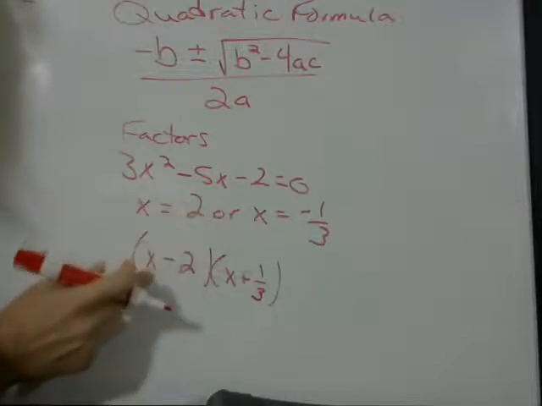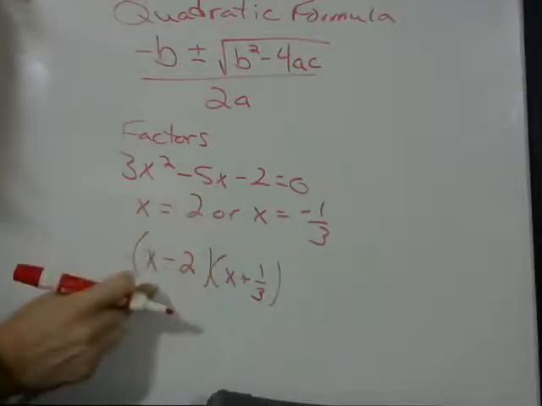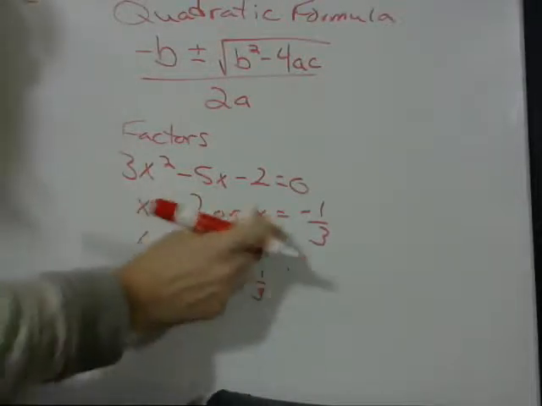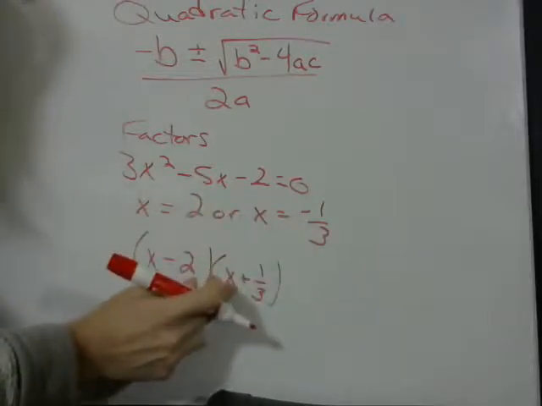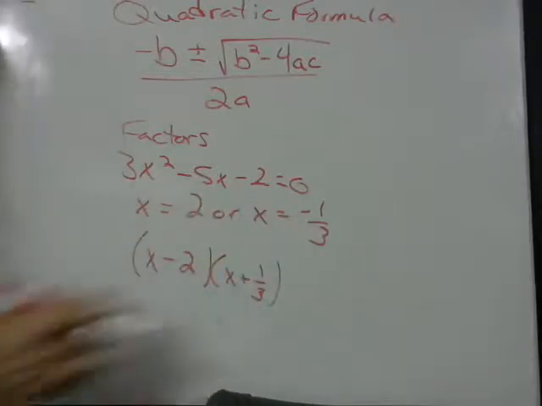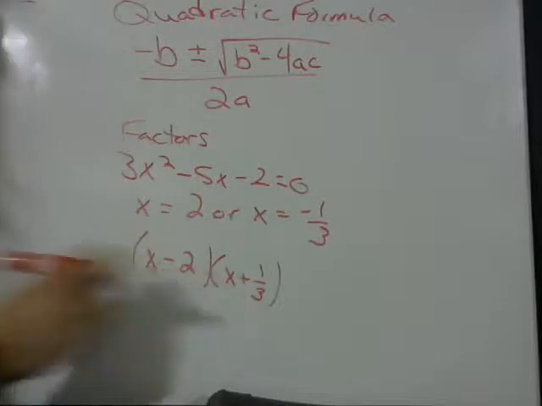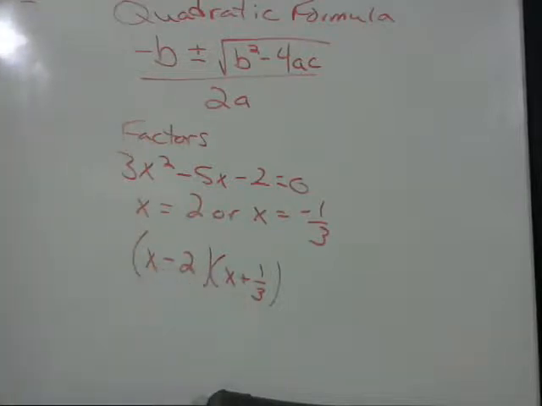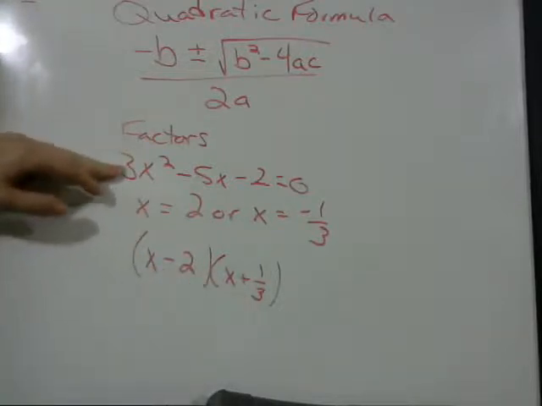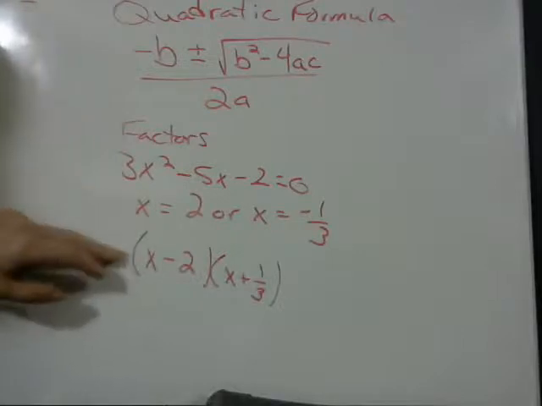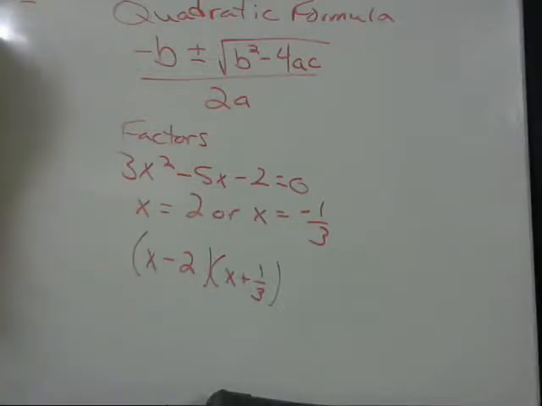Because if you stick 2 in for x, because x equals 2, you're going to get 0. If you stick negative 1/3 in for x, you're going to get 0. So these are your factors. If you get asked a question for what are the factors of this equation, you have to find the roots first, but then you're going to write the answer like that.